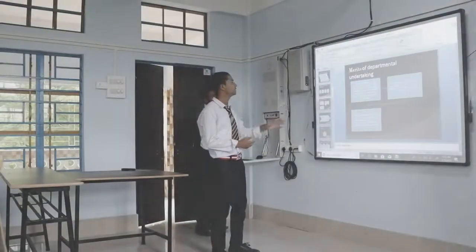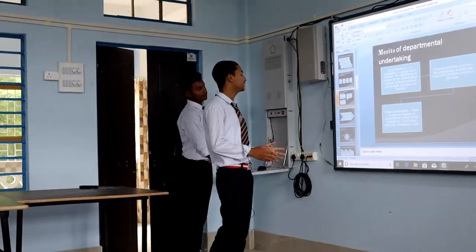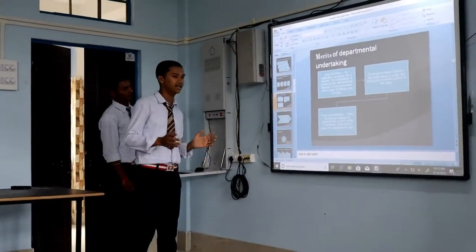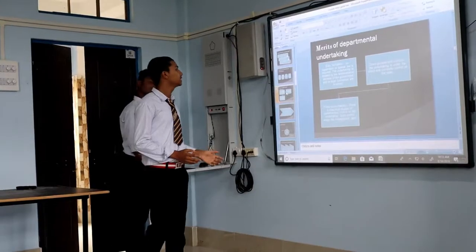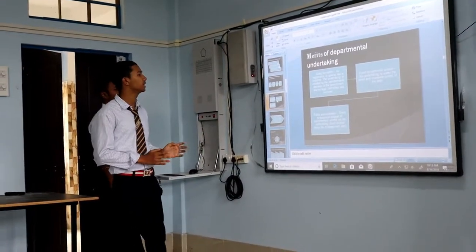First one is easy formation. No registration or special law is required. The undertaking is created by the administrator decision of the government and no legal formalities are involved. Second one is direct government control. The undertaking is under the direct and complete control of the state.